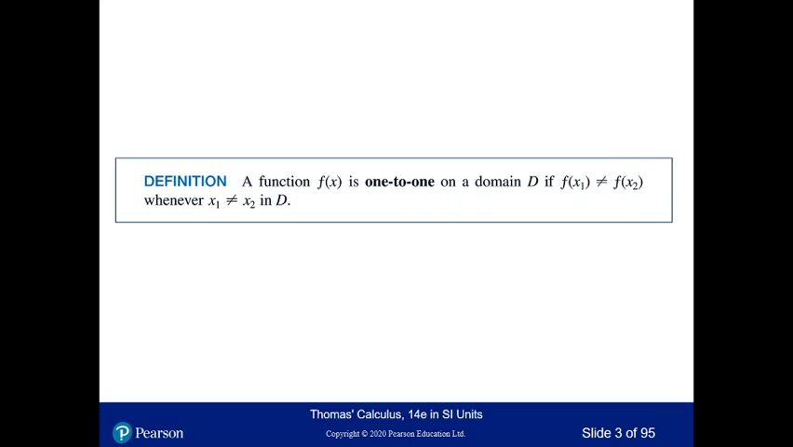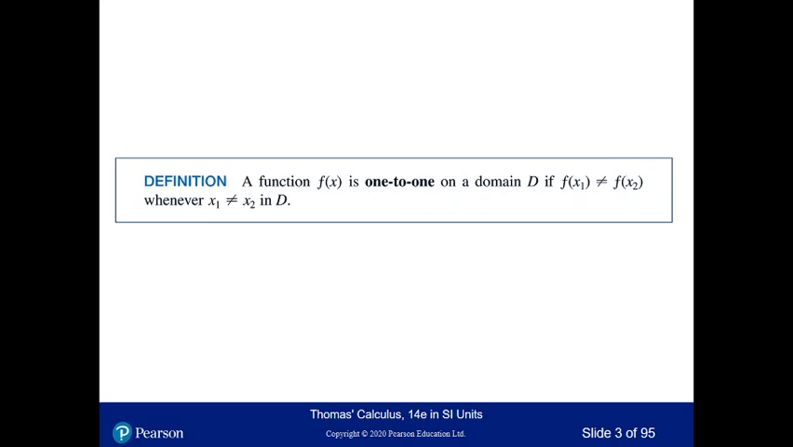What's an inverse function? Before we say that a function is invertible, we have to first recall what a one-to-one function is. A function f of x is one-to-one on its domain if the images are not the same, then the x's that go to the images are not the same, so they differ. If f of x1 is not equal to f of x2, whenever x1 is not equal to x2.